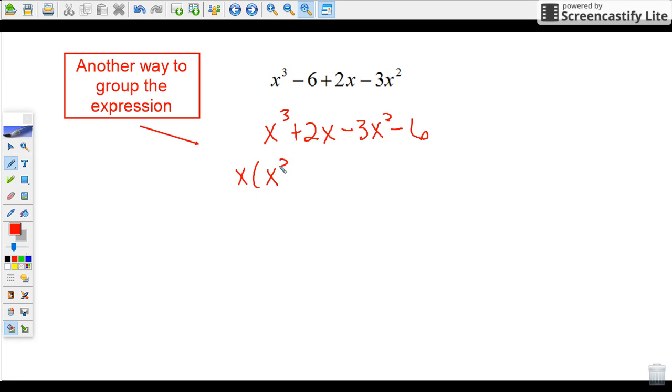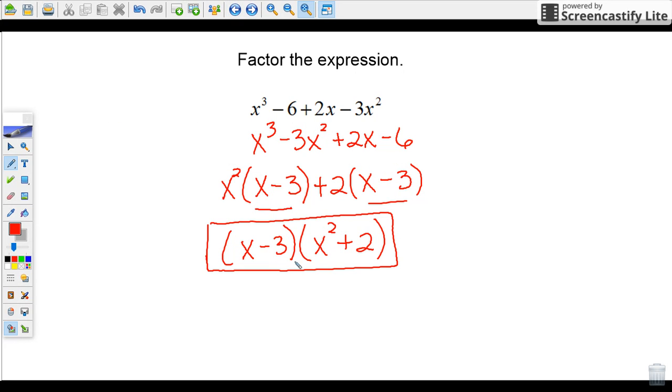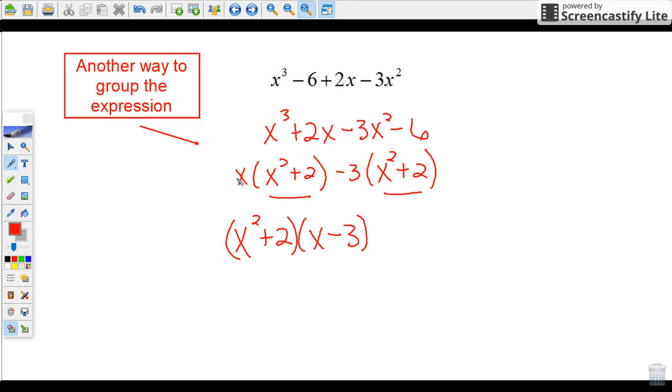That's going to leave x squared plus 2. In the last 2 terms, I'm going to factor out a negative 3, and that is going to leave x squared and a positive 2 because I'm dividing this by a negative 3. And again, here's the common binomial that they share. So now I can factor out x squared plus 2. That leaves x in the first term, and it leaves negative 3 in the second term. And you'll notice this is the same exact answer we got grouping them a different way previously. So here's my final answer.